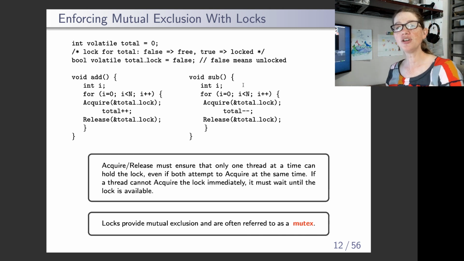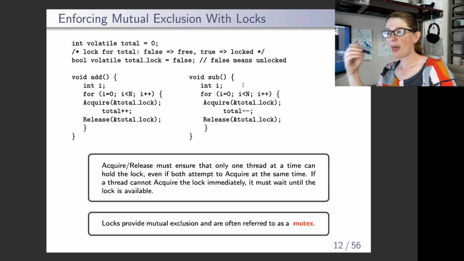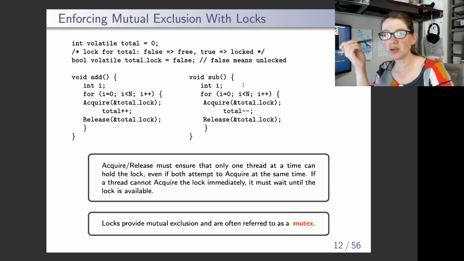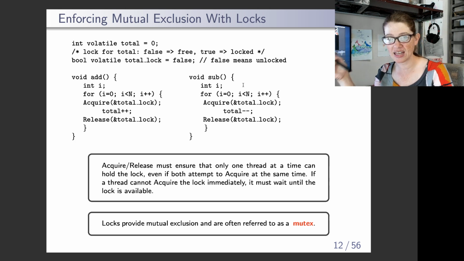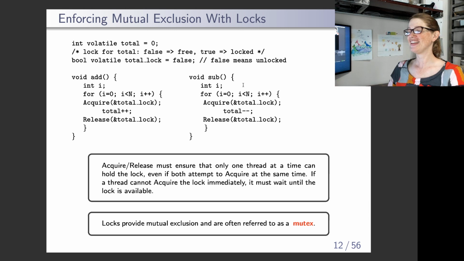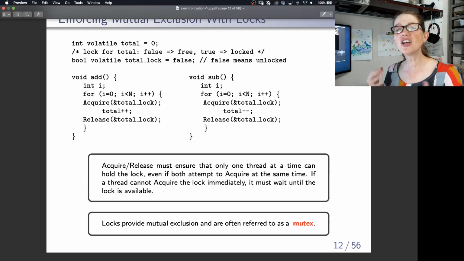So what we want to do is, for these areas that are critical sections where we want mutual exclusion, we actually want to add a locking door mechanism. We're going to call it a lock. So how do we create this?